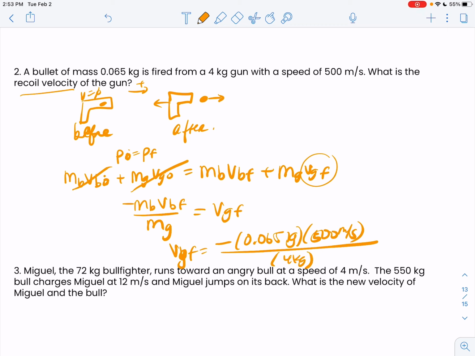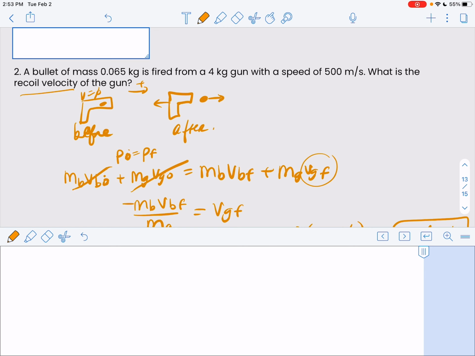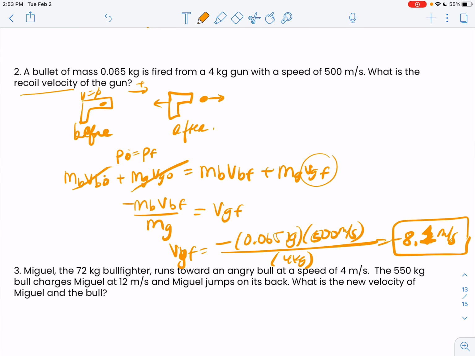Let me get my calculator. You see that it's going to come out negative, which makes sense because you know it has to go the other direction. Negative 8.1 meters per second. That's still pretty fast. Did I do that right? 0.065 times 500 divided by, yeah, I guess 0.8 or 8.1.